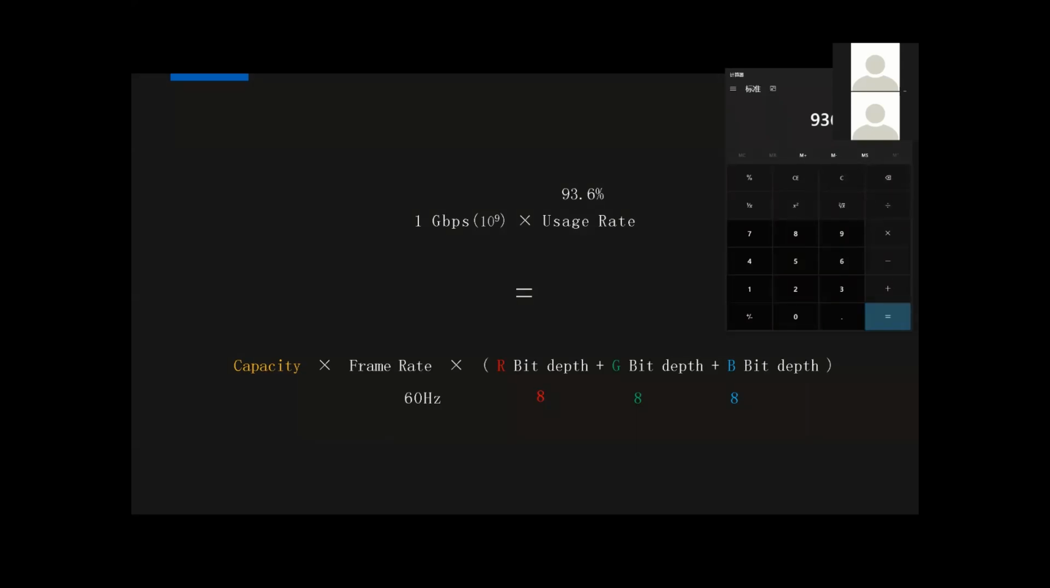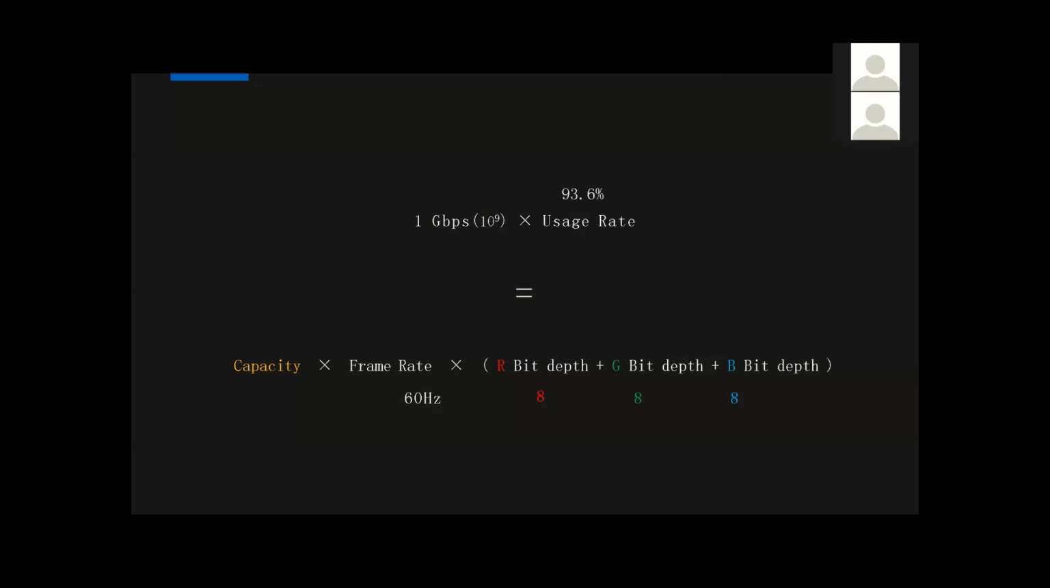And then the loading capacity, the yellow capacity, is the number we're going to calculate out. So to calculate this number, we have to use the total bandwidth divided by the frame rate, 60 hertz, and then divided by the color bit depth, 8 plus 8 plus 8, which is 24. And then this is the loading capacity, 650,000 pixels. That's the loading capacity we calculated out.